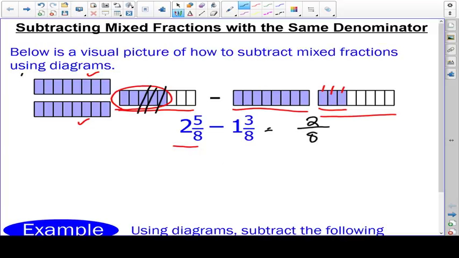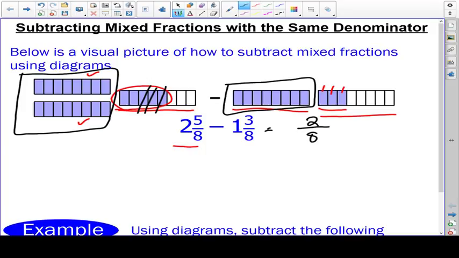Now that we've dealt with the partial pieces, we can deal with the wholes. I've got 2 wholes minus 1 whole. 2 wholes minus 1 whole gives me 1 whole. So the answer is 1 and 2/8.